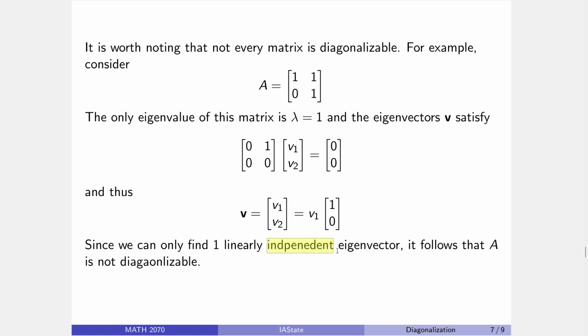This spelling is atrocious. Right. So I can only find one, but I need two to be diagonalizable. So this matrix fails to be diagonalizable. Oh man, that's pretty bad.